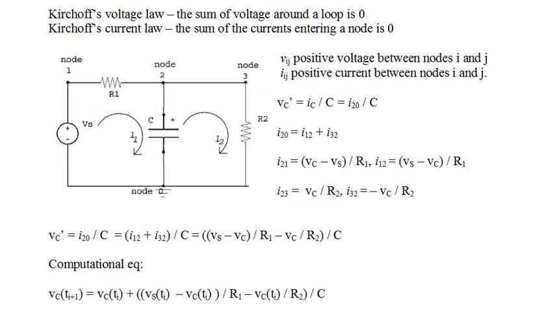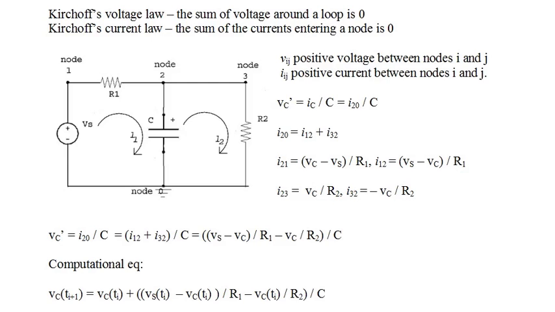Now let's look at I12. It is the negative of I21, and I21 is the current through R1 and is given by Vc minus Vs divided by R1. So I12 equals Vs minus Vc divided by R1, and that's our third equation. How about I32? I23 is Vc divided by R2, so I32 is minus Vc divided by R2, and that's our fourth equation.